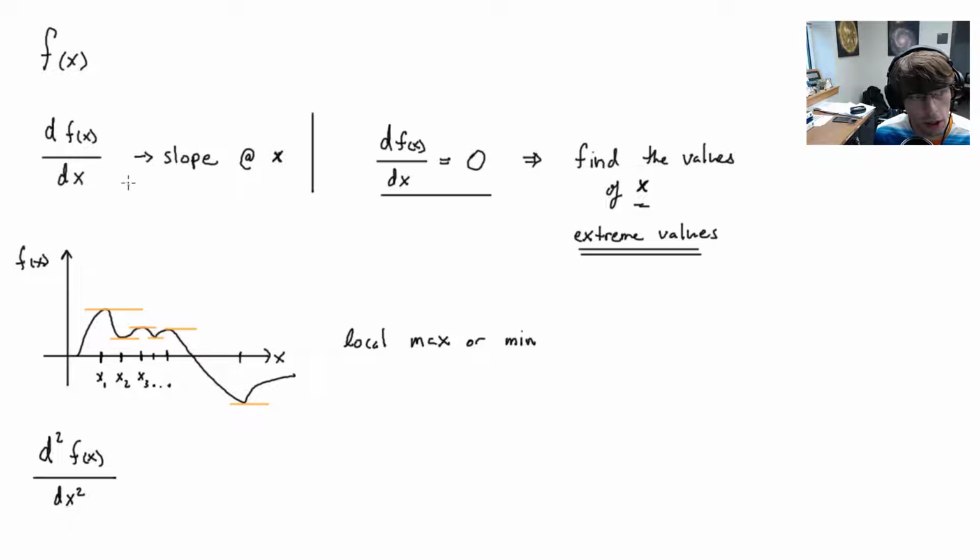So if df of x dx gives us the slope, then the question is, what does d squared f of x dx squared give us? And in one sense, you could say, well, this just gives me the change in slope, which is, I guess, somewhat uninformative.